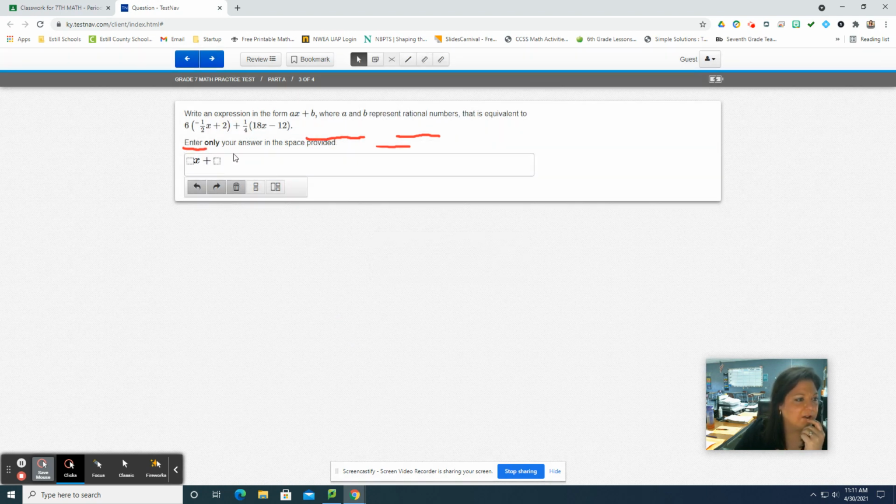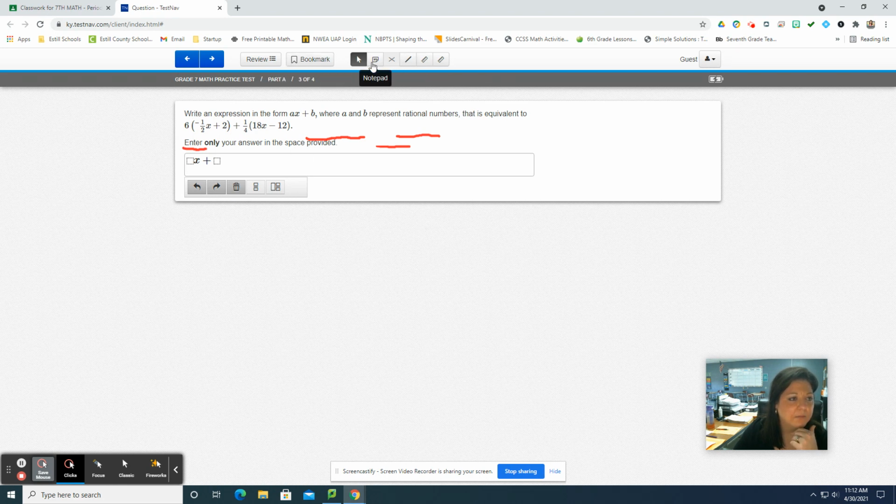It says, write an expression in the form of ax plus b, where a and b represent rational numbers, that is equivalent to 6 times negative 1/2 x plus 2, plus a fourth times 18x minus 12. All right, so we don't have a calculator for this. And that ax plus b form is basically just distributive property and combining like terms. It's this fancy way to say that we're going to distribute the 6 to the negative 1/2 x, distribute the 6 to the 2, and do the same thing to the 1/4.